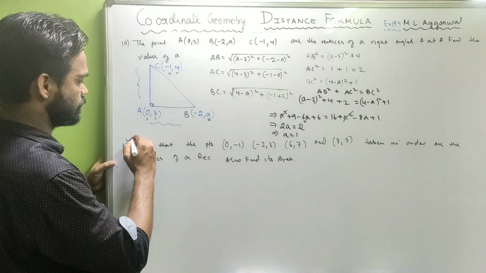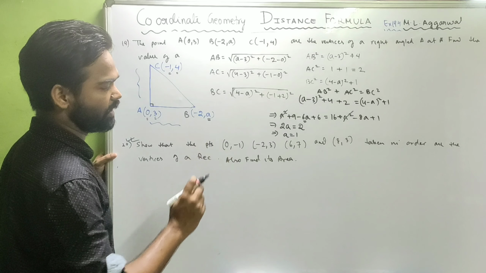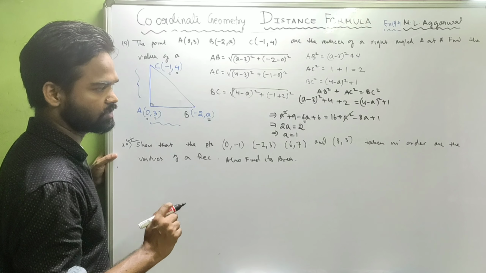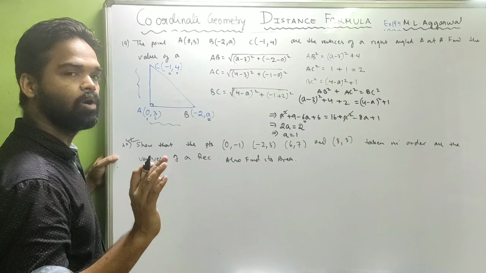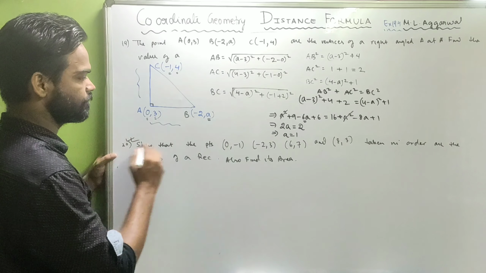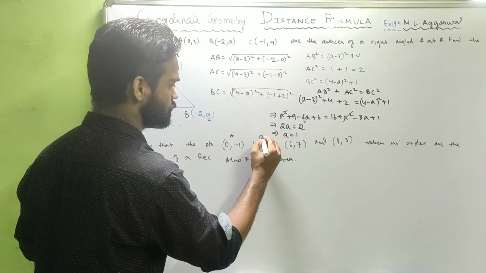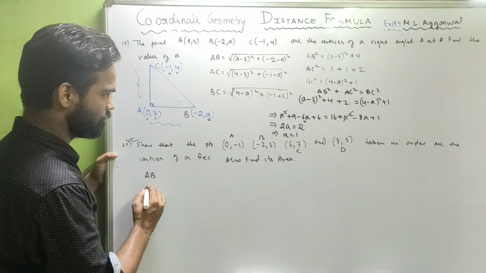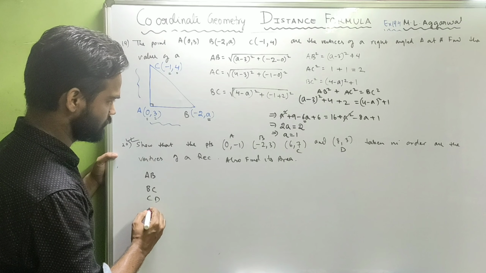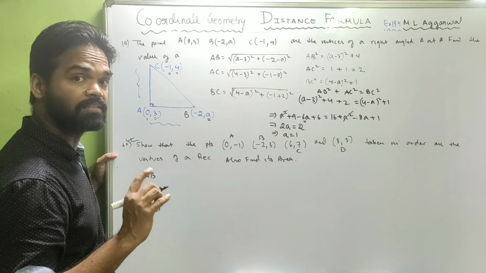Okay. Now look. Show that the points (0, minus 1), (minus 2, 3), (6, 7) and (8, 3) taken in order are the vertices of a rectangle. Also find its area. This also you can try. See, I'm just calling them A, B, C, D. You'll find AB, find BC, CD, AD, and then find the diagonal also.